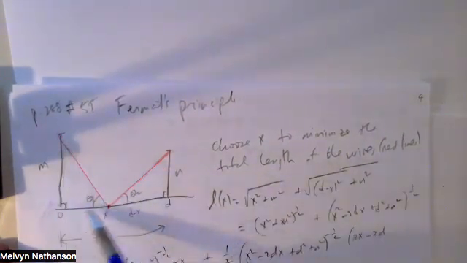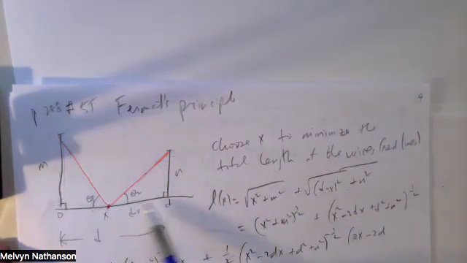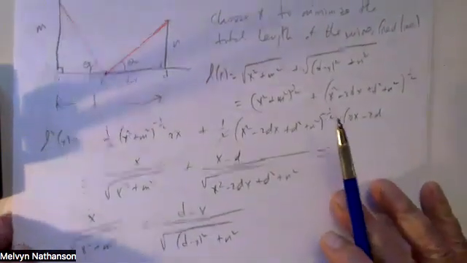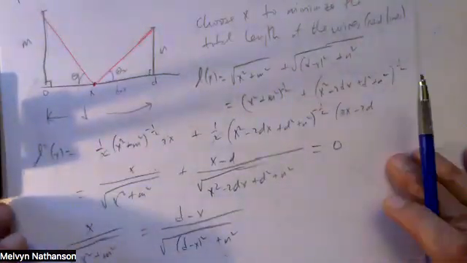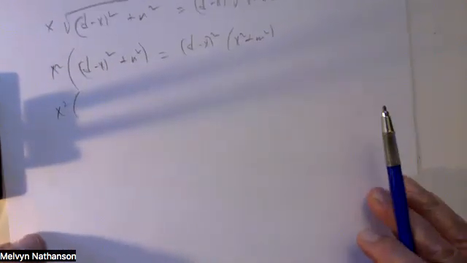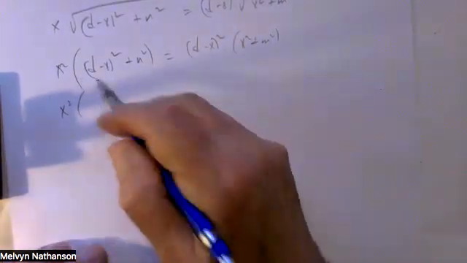So this distance by the Pythagorean theorem is the square root of x squared plus m squared. And this distance by the Pythagorean theorem is the square root of (d minus x) squared plus n squared. So I expand that and I differentiate and I set the derivative equal to 0, and I get an equation that looks like this. I just clear the denominator, square both sides, and I still have to solve this equation for x.